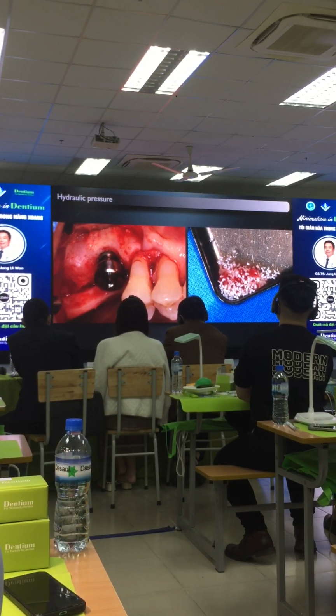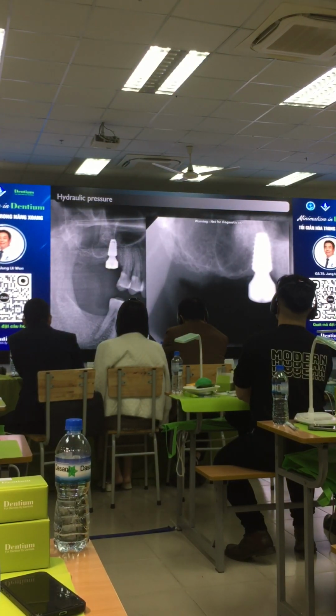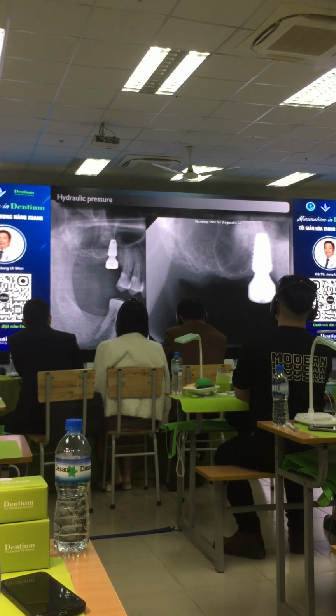To elevate the sinus membrane, hydraulic pressure was applied. Then a small amount of osteoid particle synthetic bone was grafted. The osteoid bone particles were evenly distributed at the mesial and distal side of the implant apex.